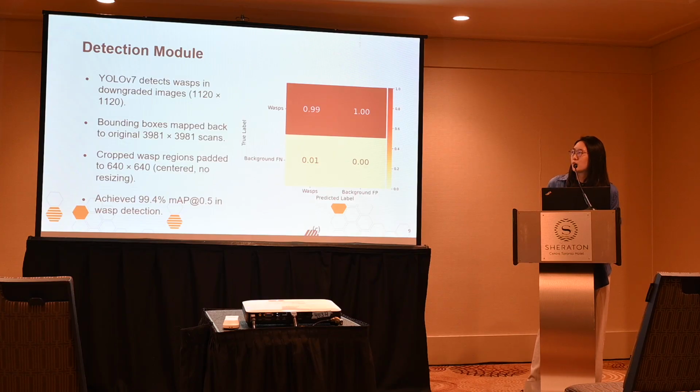So here's our first stage, the detection. We first downscale the image to 1120 by 1120 pixels to speed up the inference. YOLOv7 will find the wasps, and we map those positions back to the original high-resolution scans. Each detected wasp is then cropped and placed at the center of a 640 by 640 image with padding, without resizing the wasp itself. As a result, we achieve a mean average precision of 99.4% in wasp detection.